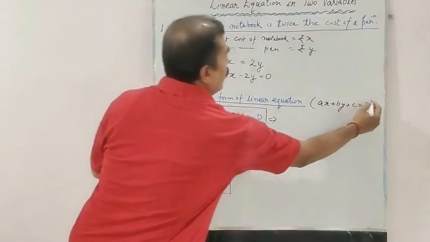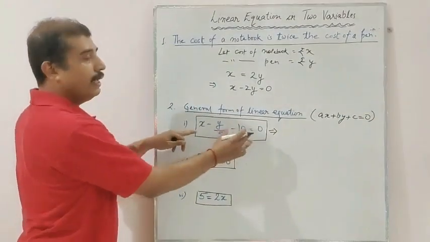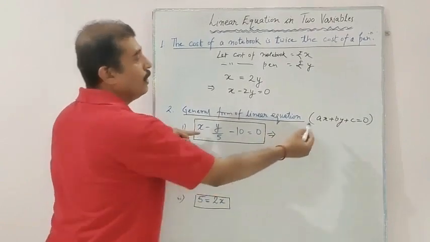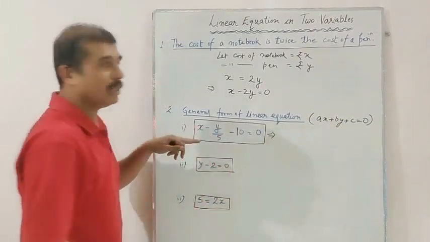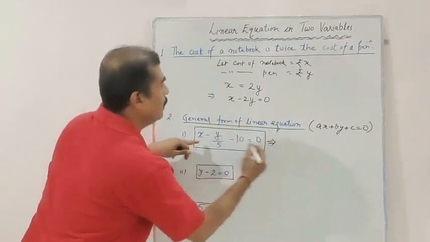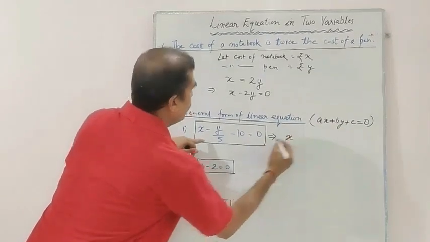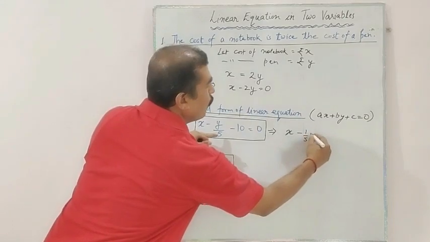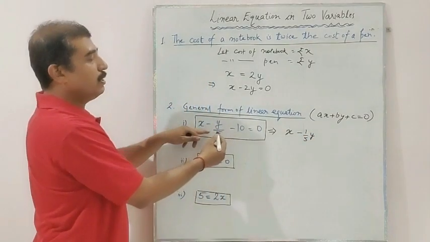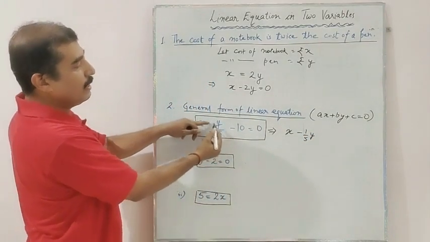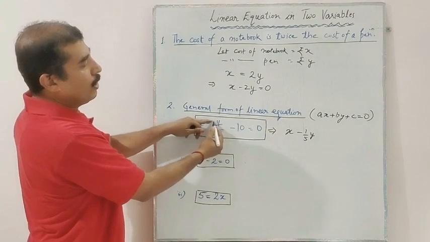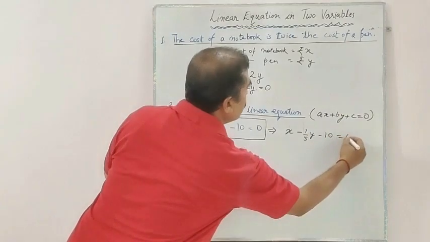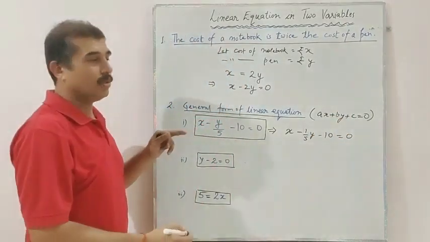Before we compare, we write it in a simple manner so that we can distinguish what is the value of a, what is the value of b, and what is the value of c. Here it is xy upon 5. I will write it as 1 upon 5 y, because its coefficient of y is the product of 1 upon 5 and y. Minus 10 is equal to 0. Now we can compare these two equations.